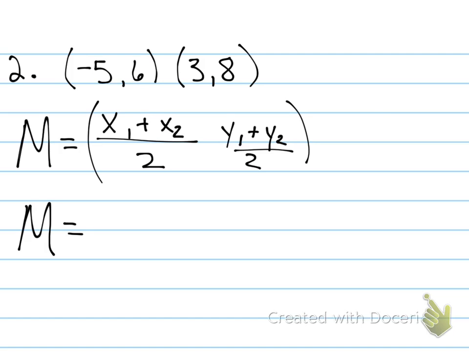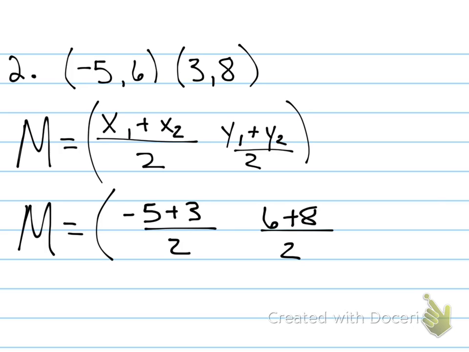M equals x1, which is negative 5, plus x2 over 2, and 6 plus 8 over 2. Again, separated by a comma, inside parentheses. Now you can just put this in your calculator, each fraction individually, or you can do it with mental math. Negative 5 plus 3 is what?